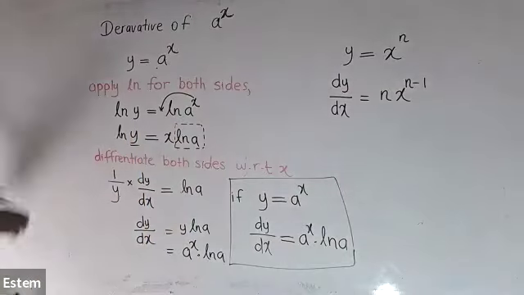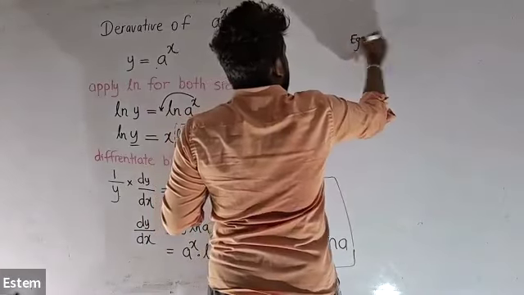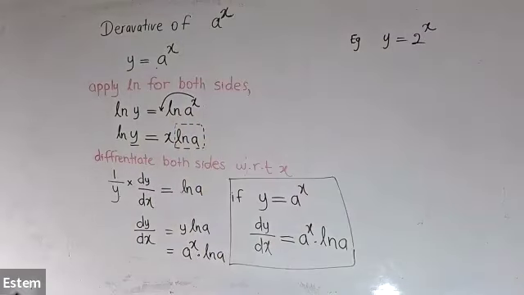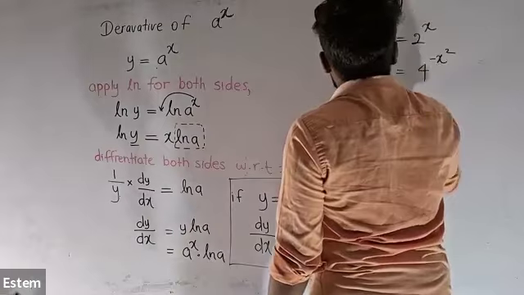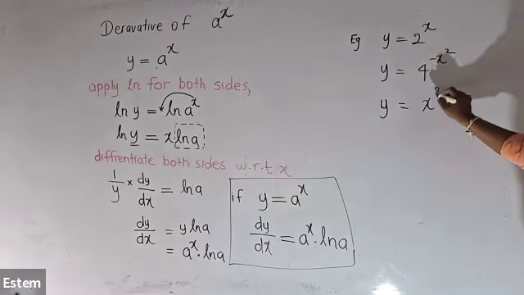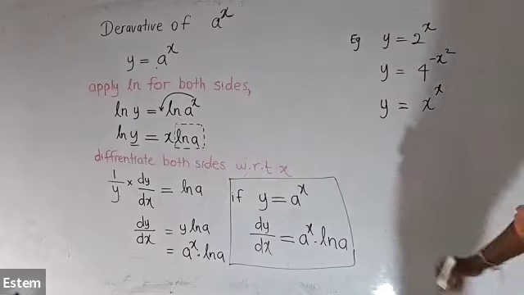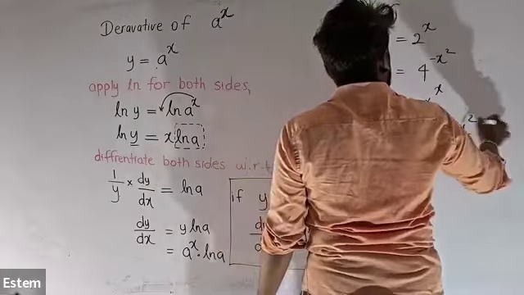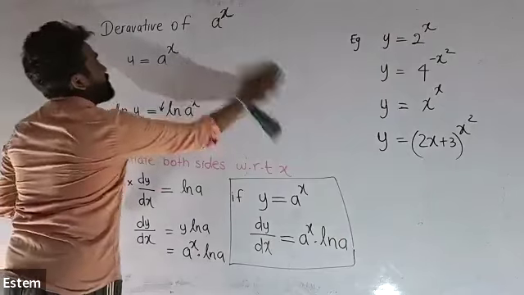Okay then. Do these questions as examples. y equals 2 to the power x. y equals 4 to the power minus x squared. So many problems. x to the power x, very interesting. Then 2x plus 3 to the power x squared. Try those things. Then I'm going to erase these.